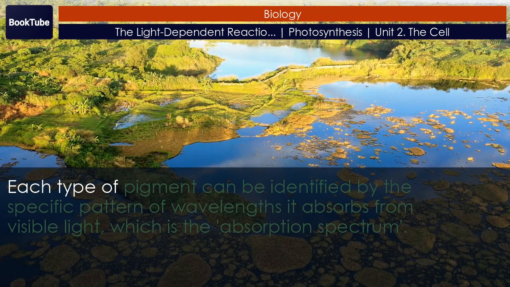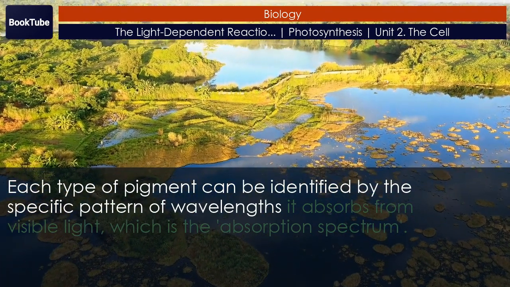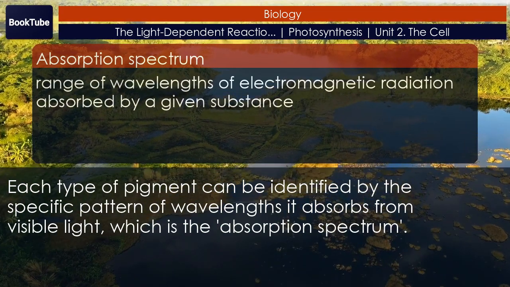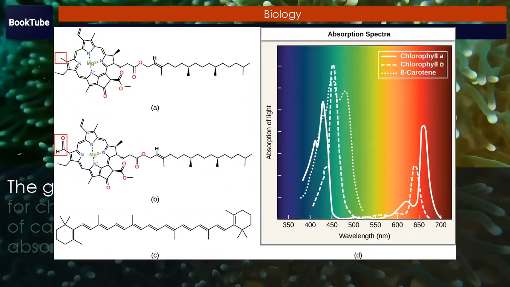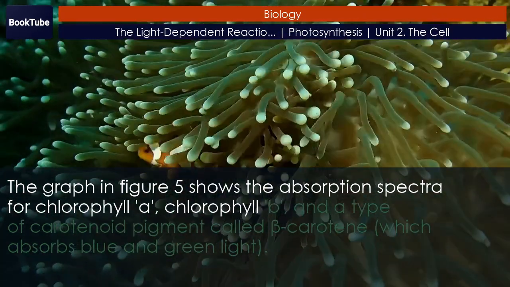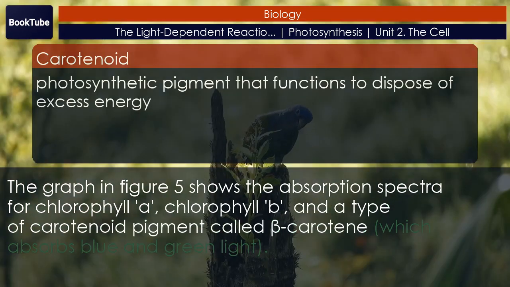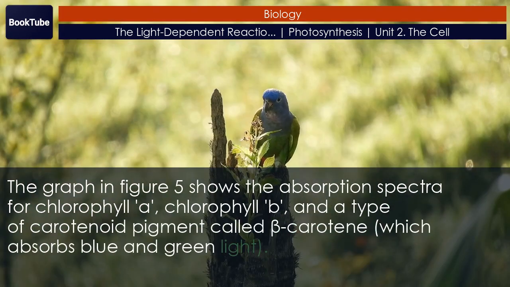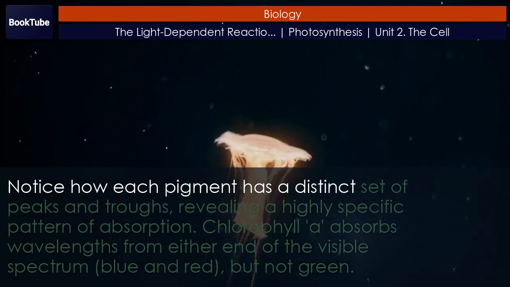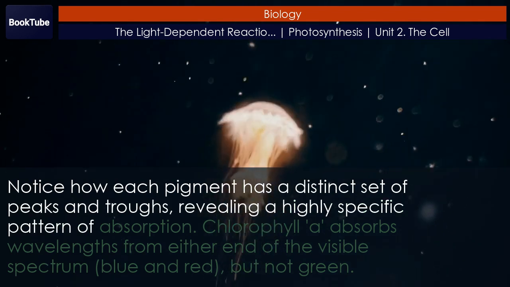Each type of pigment can be identified by the specific pattern of wavelengths it absorbs from visible light, which is the absorption spectrum. The graph in Figure 5 shows the absorption spectra for chlorophyll A, chlorophyll B, and a type of carotenoid pigment called beta-carotene, which absorbs blue and green light. Notice how each pigment has a distinct set of peaks and troughs, revealing a highly specific pattern of absorption.